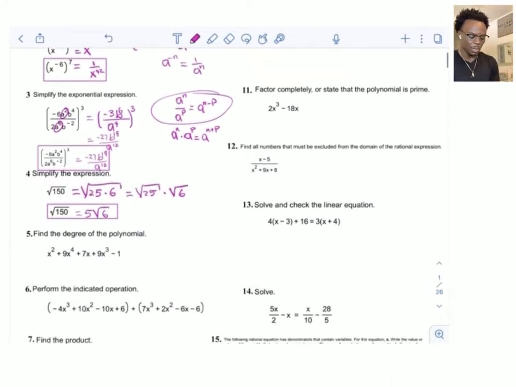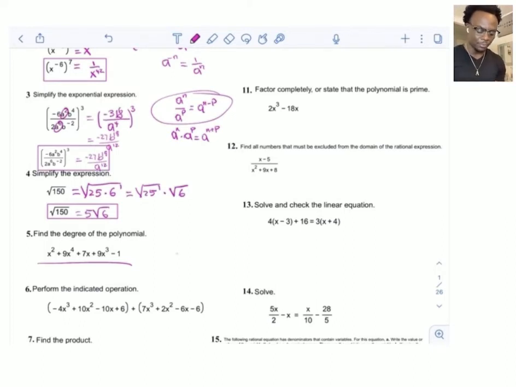Number 5. Find the degree of the polynomial. Degree of a polynomial is the exponent of the leading term, the exponent of the variable in the leading term. But that's whenever you have one variable. The variable in this expression is x, but sometimes you can have an expression that has multiple variables. So multiple variables will be treated differently.